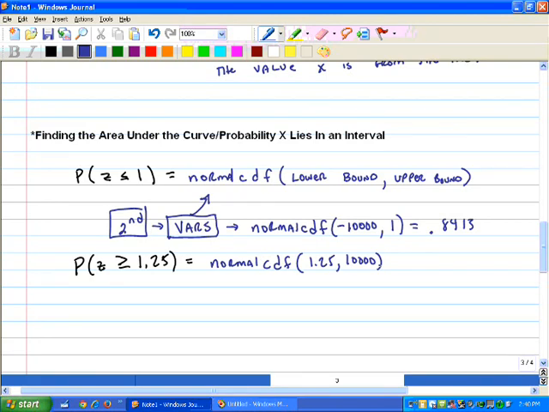Normal CDF 1.25 comma 10,000, and we'll get 0.1056 or 10.56%.